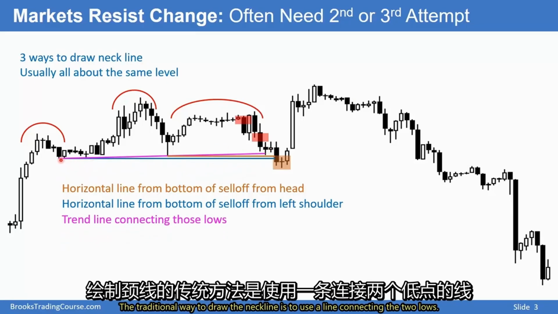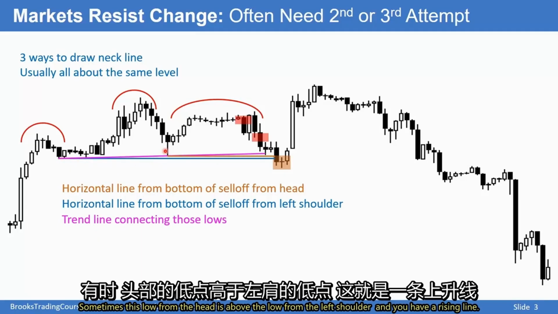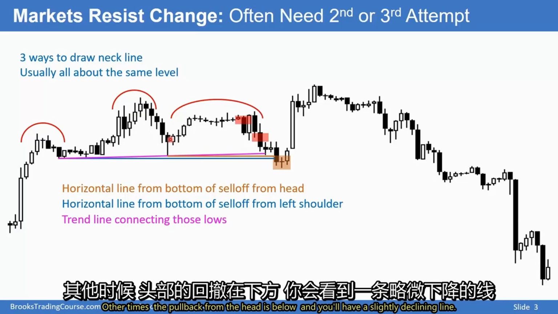The traditional way to draw the neckline is to use a line connecting the two lows. Sometimes this low from the head is above the low from the left shoulder, and you have a rising line. Other times, the pullback from the head is below, and you'll have a slightly declining line.